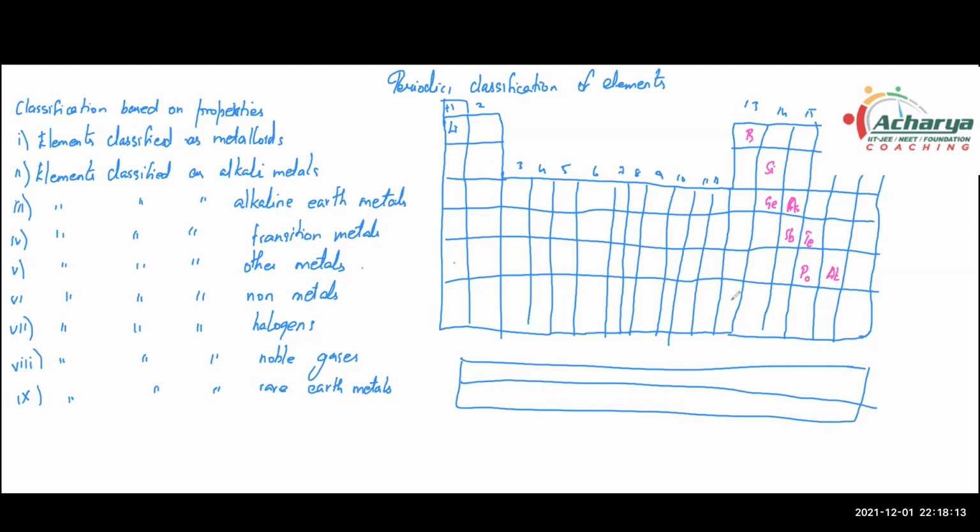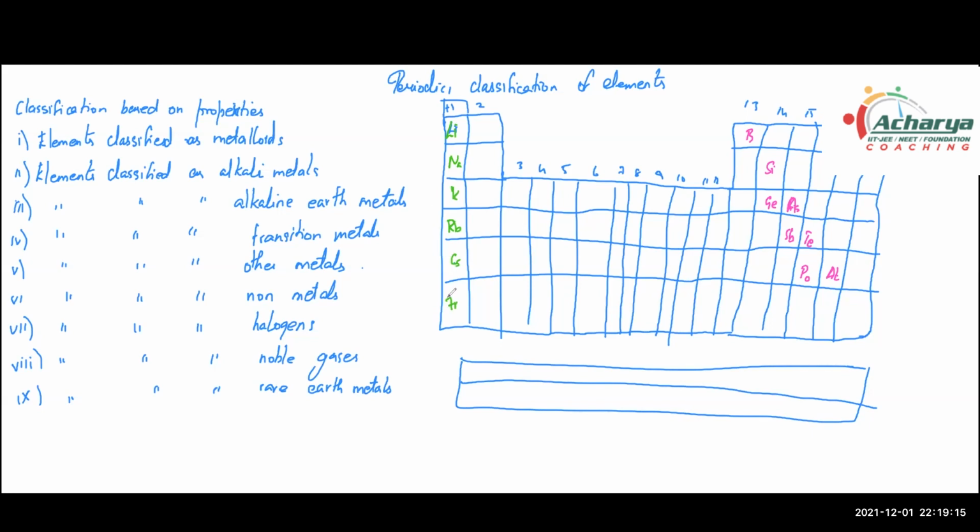Okay. Now moving on to the alkali metals. Alkali metals are the elements that are found in the first group of the periodic table, and these are very reactive metals, so they do not exist in native state in nature. They are malleable, ductile, and they conduct heat and electricity. The elements in alkali metals are lithium, sodium, potassium, rubidium, cesium, and francium.